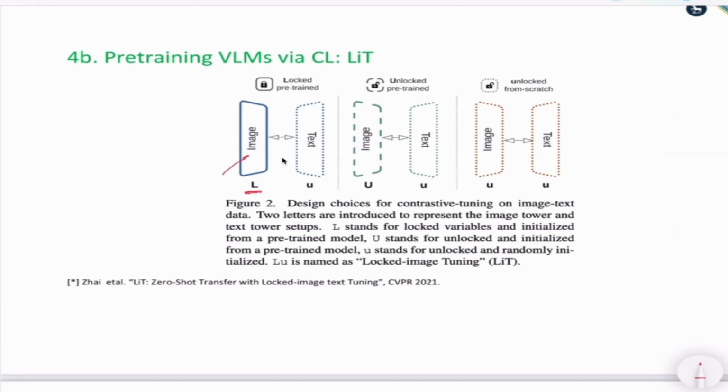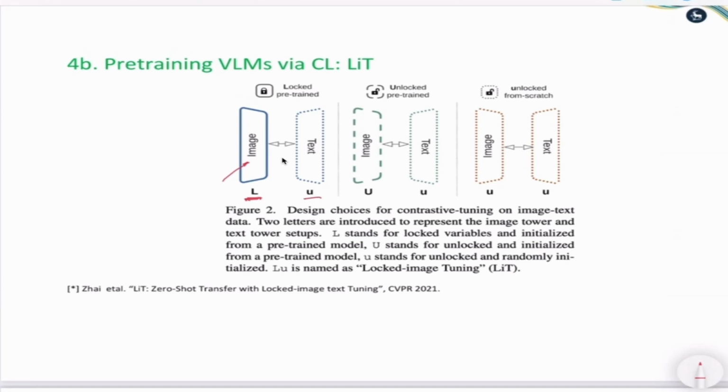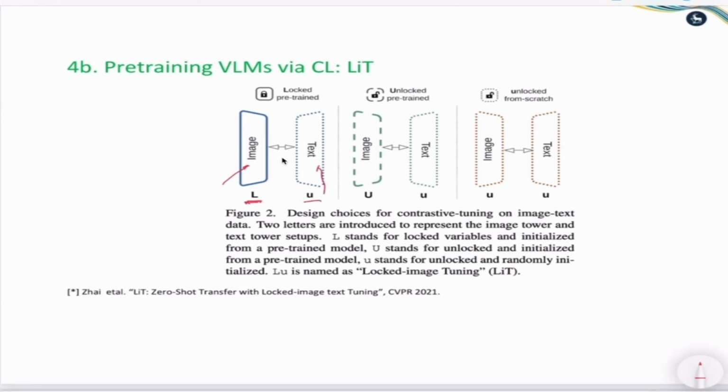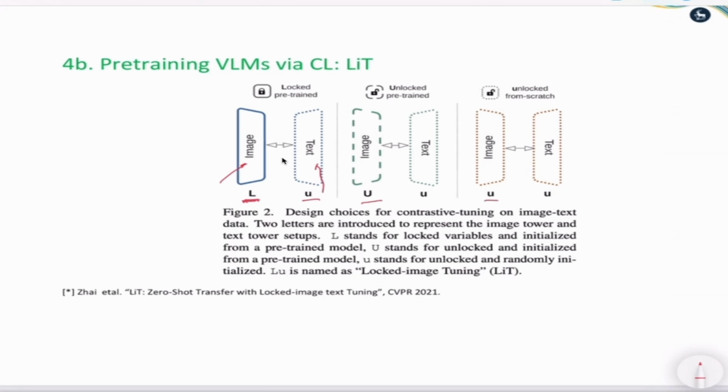Small u means that I am going to initialize them randomly. So in this case, the text encoder is initialized randomly, and I am going to train it. Simple. Capital U means that I am going to initialize from the pre-trained weights, but I am going to train it as well, and that's it. These are all three symbols. So this setting, U and U, means that I am going to train the image network and the text network in the InfoNCE way.